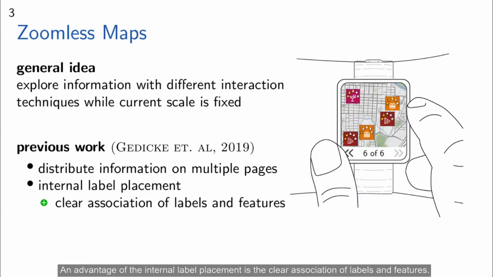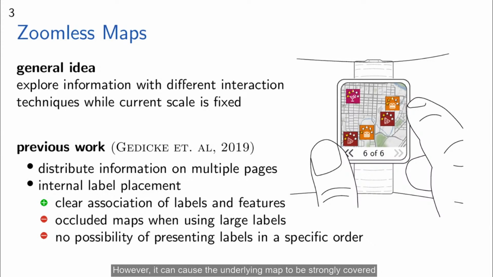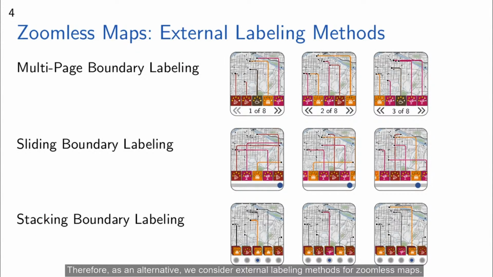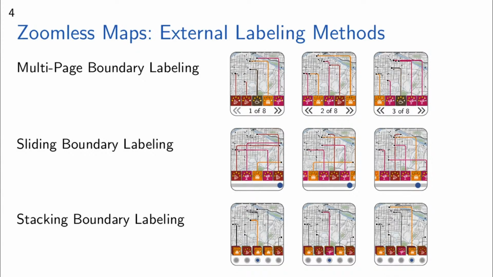An advantage of the internal label placement is the clear association of labels and features. However, it can cause the underlying map to be strongly covered when using large pictograms or even images as labels. Additionally, there is no possibility of presenting the information in a specific order, for example in descending order of restaurants' ratings. Therefore, as an alternative, we consider external labeling methods for Zoomless maps. More precisely, we developed 3 different approaches, namely multi-page, sliding, and stacking boundary labeling. In the following, I will give a short demonstration of each method.